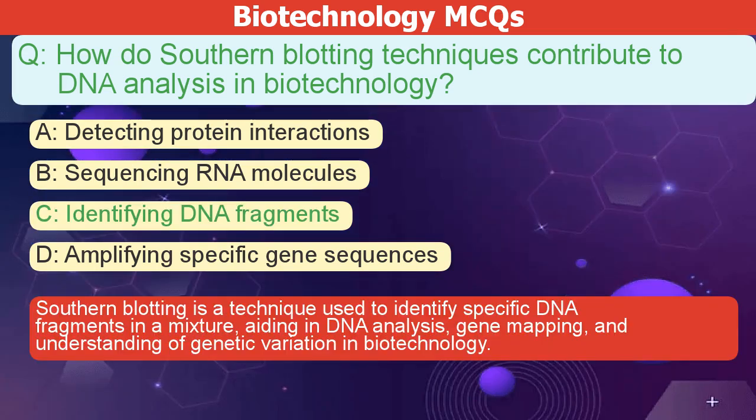Southern blotting is a technique used to identify specific DNA fragments in a mixture, aiding in DNA analysis, gene mapping, and understanding of genetic variation in biotechnology.